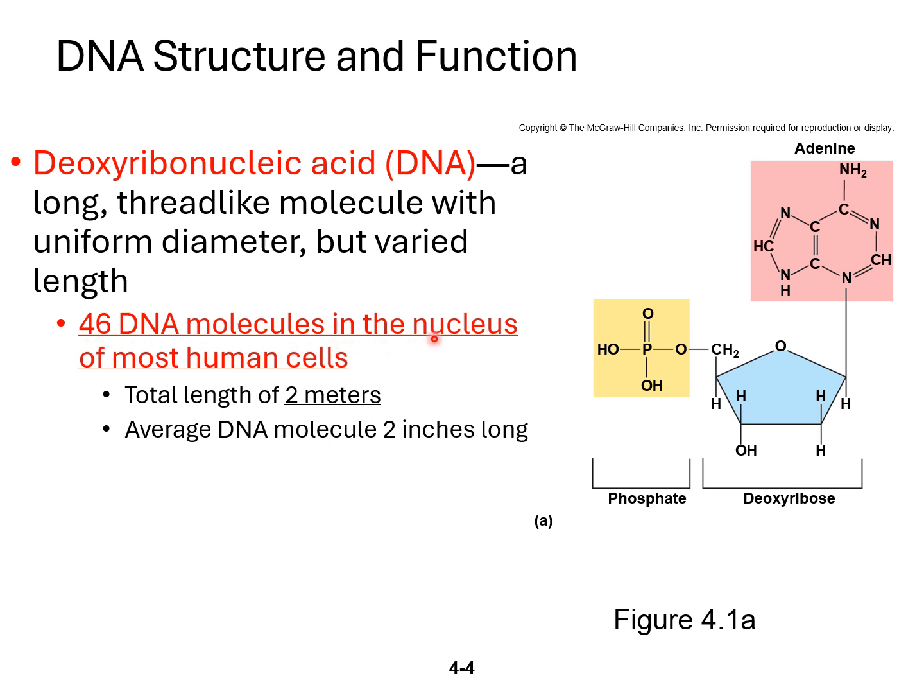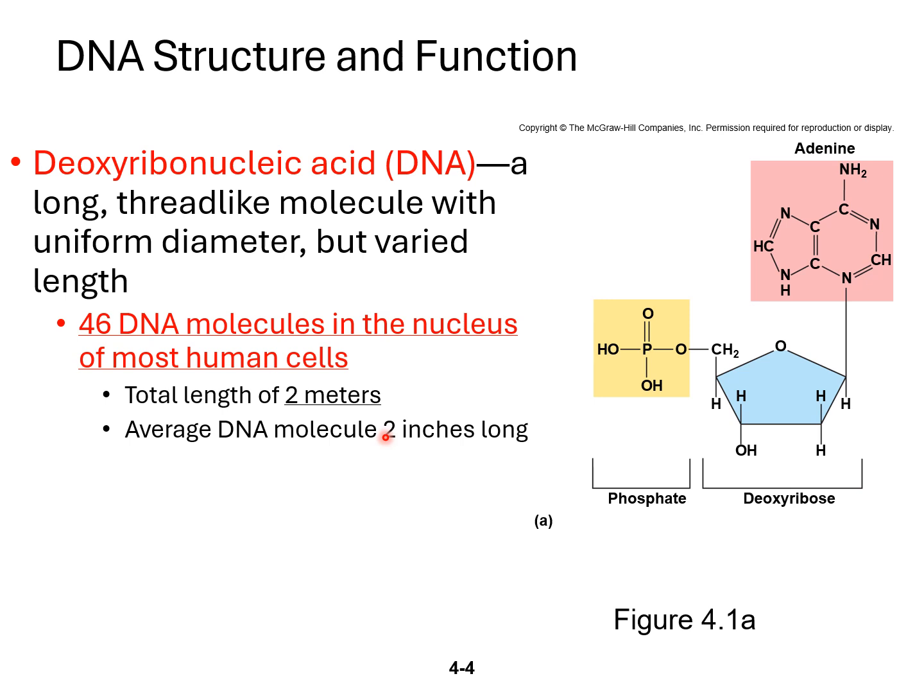There are 46 DNA molecules in the nucleus in most human cells. And it says most human cells because the ones undergoing meiosis are going to have half that number, because you only want to give half your genes to your offspring. Total length is around 2 meters. The average DNA molecule is around 2 inches long. And I'll show you why with a picture of chromosomes to give you an idea.